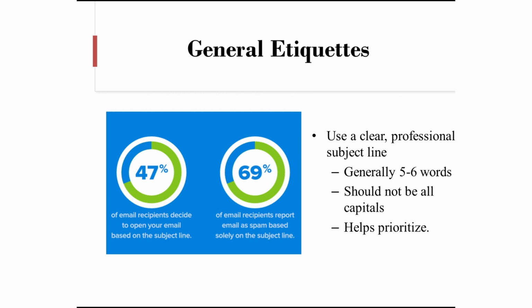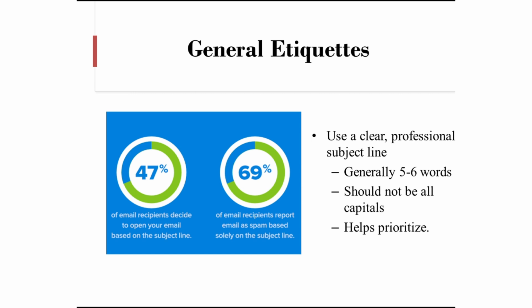The subject line and the body of the letters should not contain text which is all capitals. In email or internet parlance, when you type everything in capitals, it means that you're shouting at the individual, which is not a very good practice while you're writing a formal email, right?